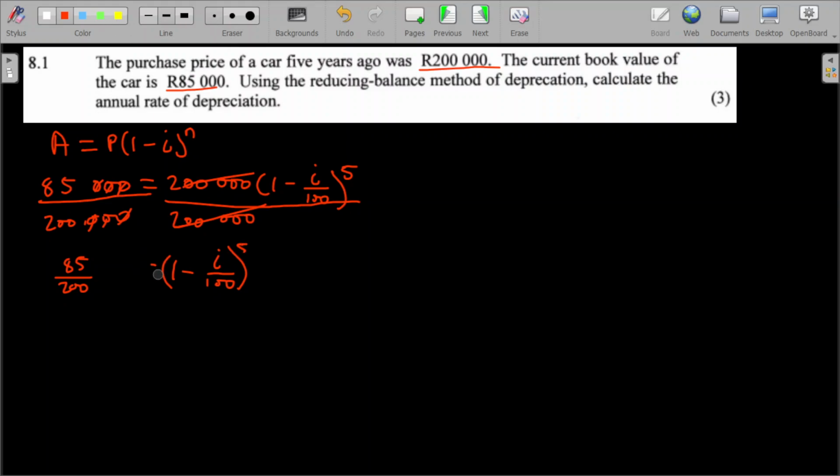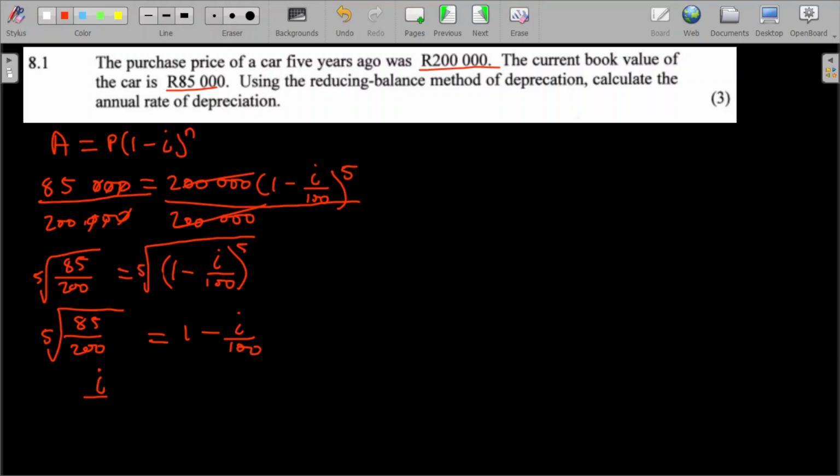Now, how do I get rid of that 5? We're gonna take the root of 5 both sides, and then after that I'm gonna have this 5th root of 85 over 200, then equals to 1 minus I all over 100. And then from here, take these to the other side.